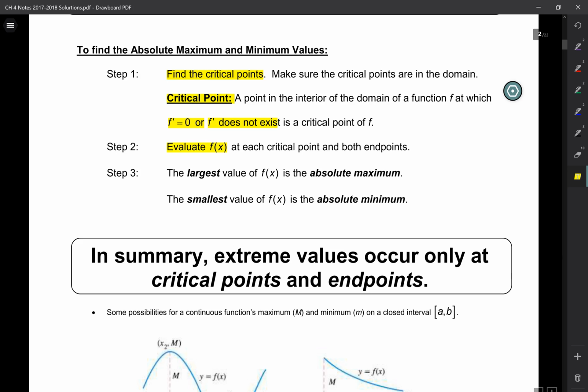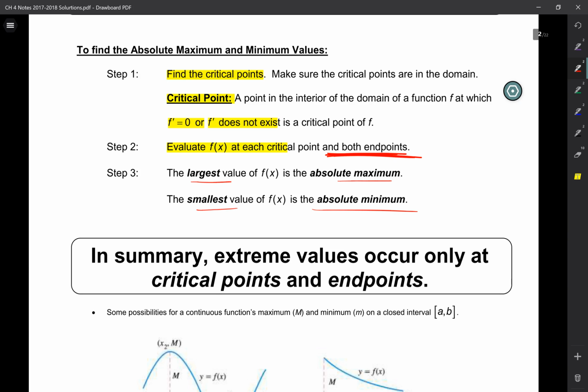We evaluate f of x at each critical point. Now the most common mistake students make is they leave out this part: both endpoints. Once you find the critical points, you're going to have some critical points and 2 endpoints. You have to find the value at all of those points. And then this part's easy. The largest value is the absolute max, the smallest is the absolute min.